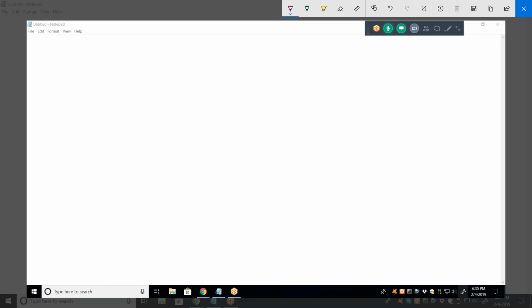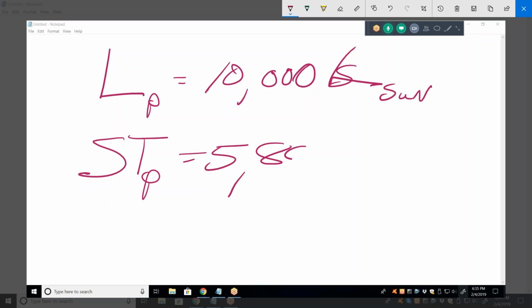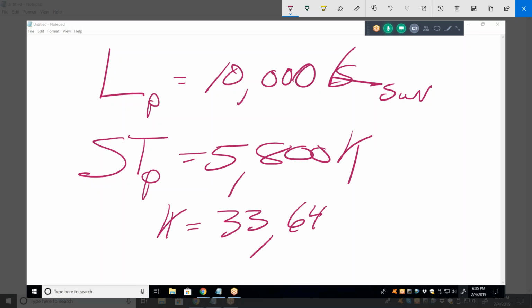Go ahead. All right. The luminosity of Polaris is 10,000 times the luminosity of the sun. And then the surface temperature of Polaris is about 5,800 kelvins. Okay. And then it says using K equals 33,640,000. Find how the diameter of Polaris compares to the diameter of the sun.